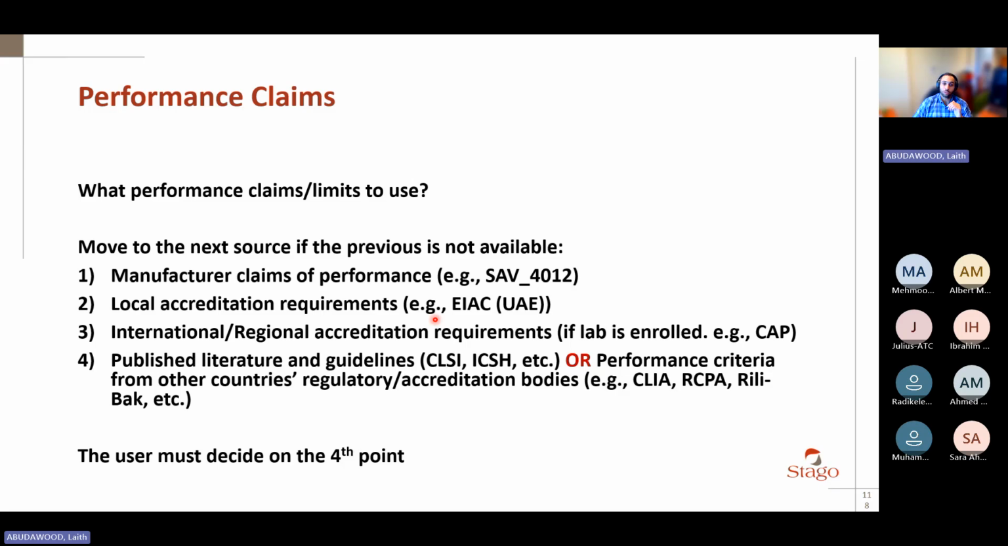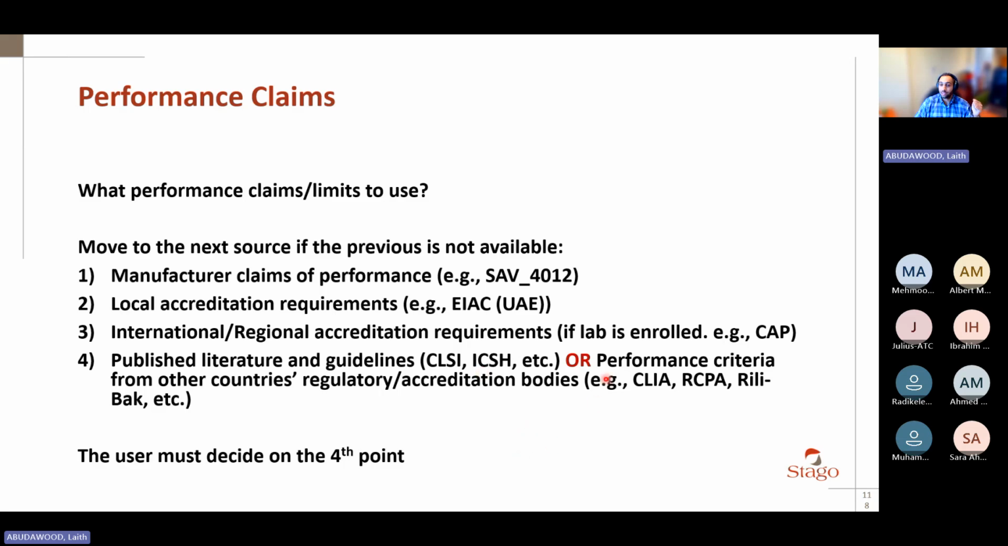You don't have that, then you can use your accreditation requirements. For example, you are a CAP accredited lab. CAP itself has certain acceptable performance criteria. They tell you if the manufacturer did not offer you criteria, then look for local accreditation requirements. You don't have local accreditation requirements, CAP tells you, okay, use what CAP offers you. CAP does not offer you, look for other resources, which are, for example, published literature and guidelines. CLSI, for example, offers that. ICSH offers that. Sometimes RCPA offers that, etc.